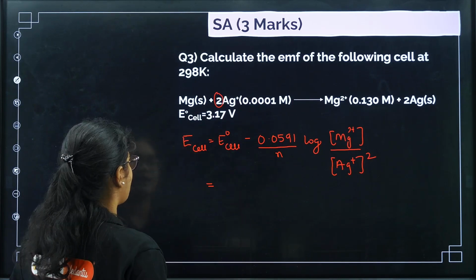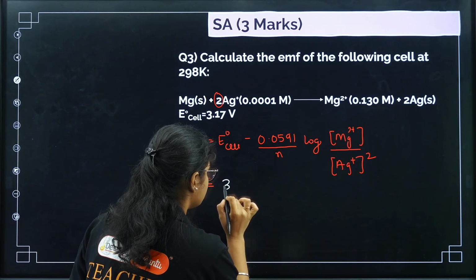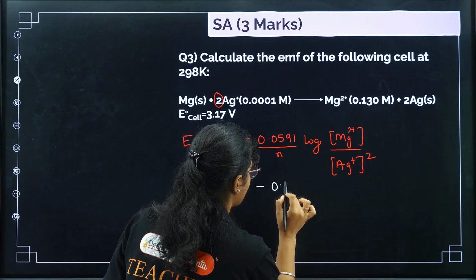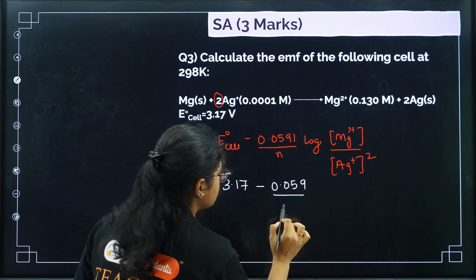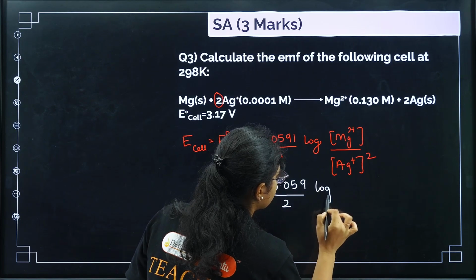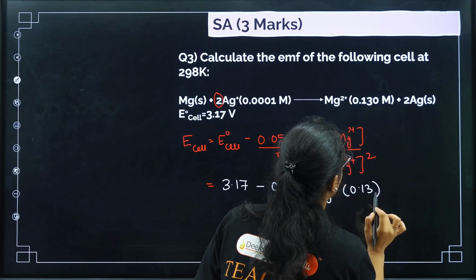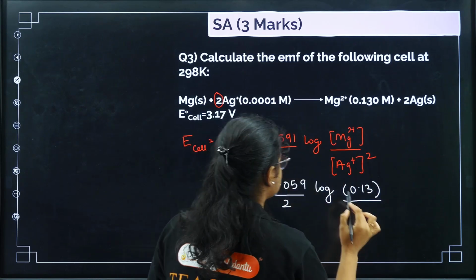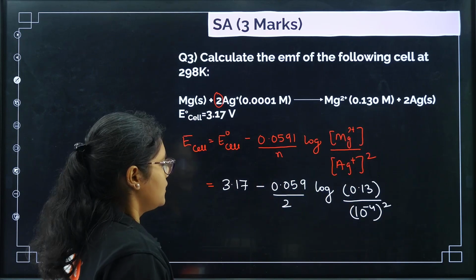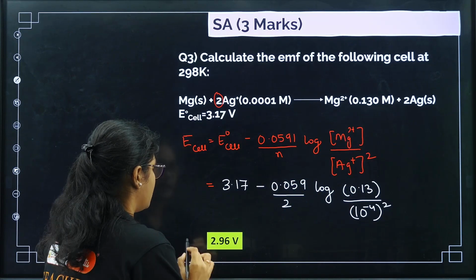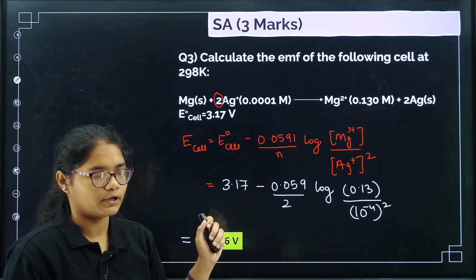Now, what is the value of E naught of the cell? E naught of the cell is given to you as 3.17 minus 0.059. Again, the n value: you can see here 2 electrons, here also 2 electrons, log of, what is the Mg2+ concentration? 0.13, divided by the Ag+ concentration, which is 10 to the power of minus 4, whole square. Now if you solve this, the answer will be around 2.96 volt. You can check the calculation, I have told you the formula.